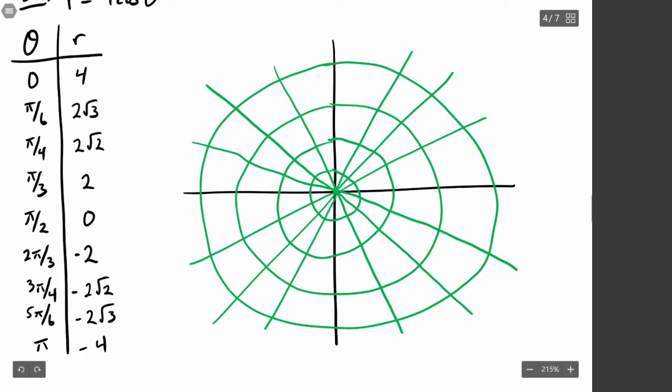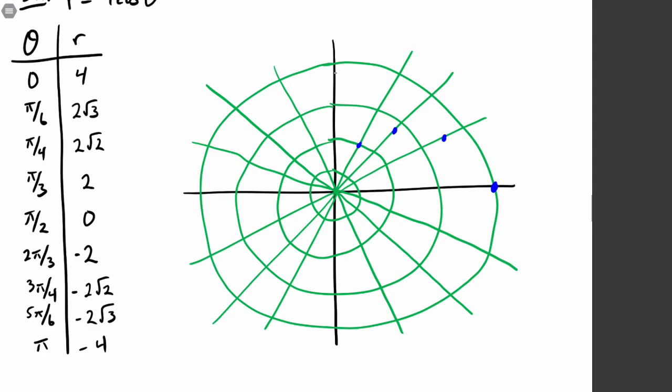All right, close enough. So let's start plotting some stuff. Or sorry, r is 4, theta is 0 is out there. When theta is pi over 6, r is 2 root 3, which is about 3.5. Let's say that's here. 2 root 2 is about 2.8. When theta is pi over 3, we're exactly at 2.